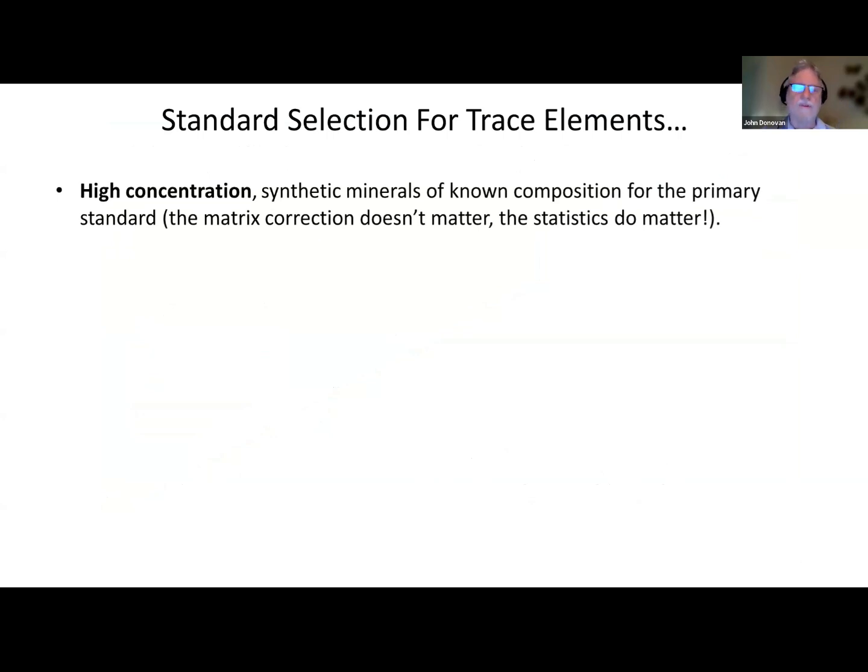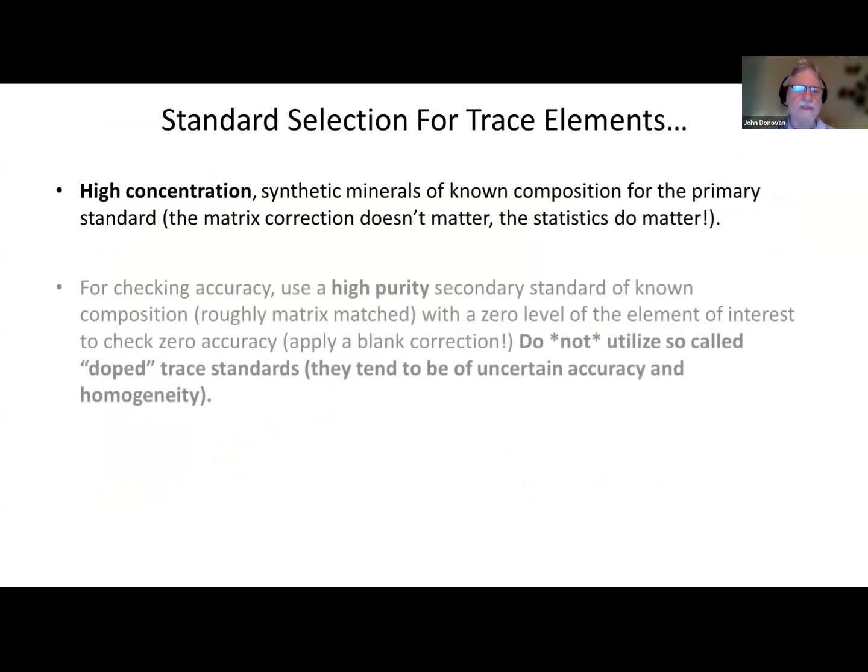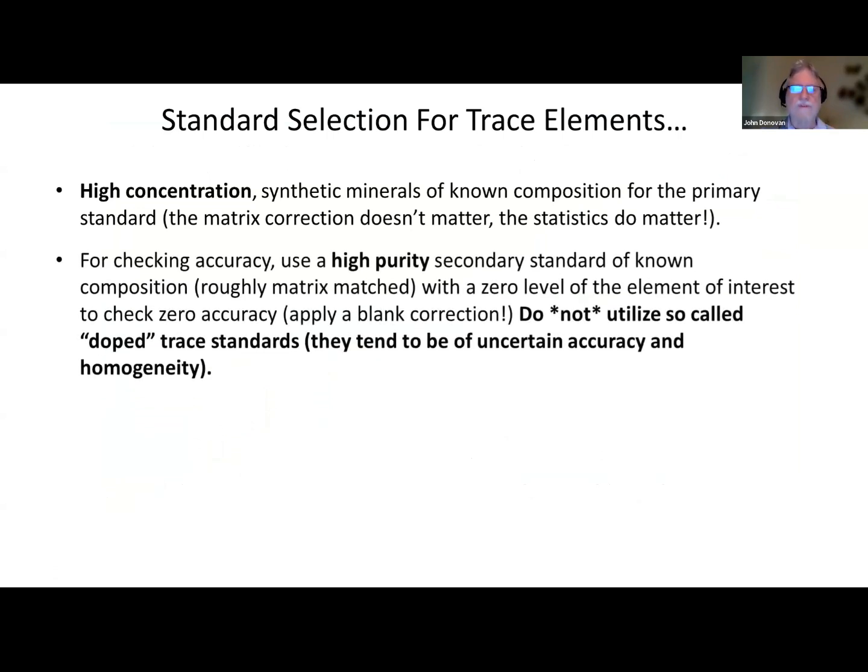For trace elements, for your primary standard, you want to use a high concentration of a synthetic mineral, hopefully, and pure element, pure oxide, whatever. Matrix correction doesn't matter. Statistics do. Check the accuracy of your trace element by using a secondary standard that has a zero level of the element of interest. So check your accuracy of measuring titanium in quartz using a pure synthetic quartz, okay?